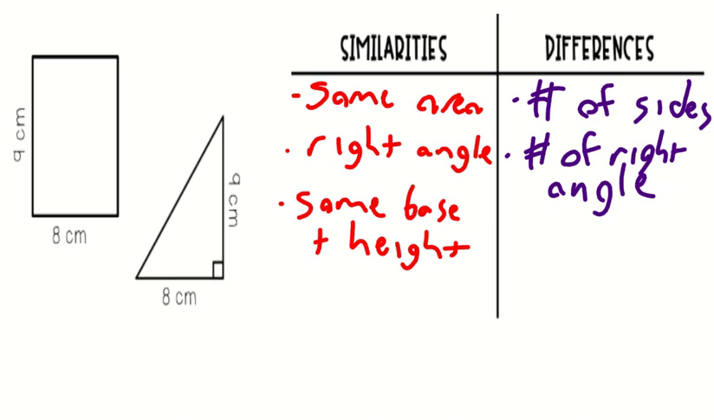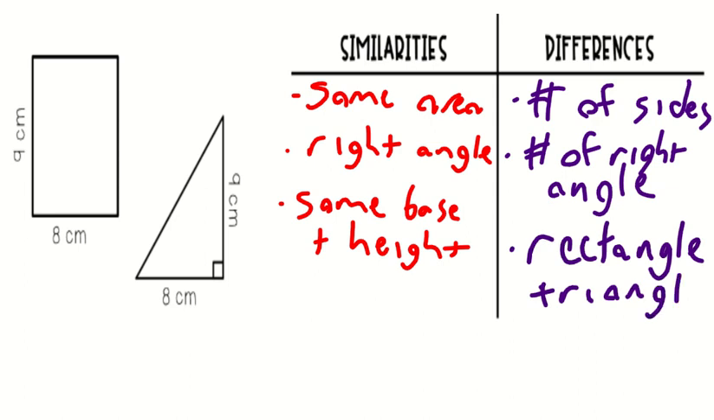Well, one is a square and one's a triangle. One is not a square. Well, rectangle. Yeah, there's a difference, but one is a rectangle. One is a triangle. Okay? So we got 3 for each.